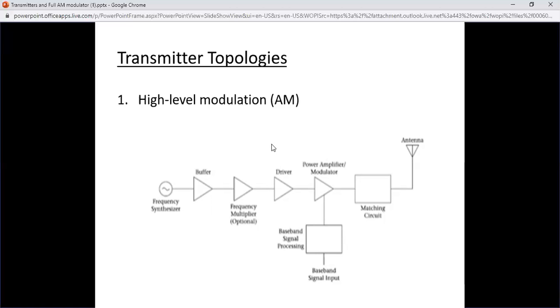As we can see here, there are three main blocks that I'm going to talk about, which are the buffer, the driver, and the matching circuit. These three have almost the same function. Starting off with the buffer, it has a gain of 1 and it isolates the oscillator from the remaining circuit and matches between the oscillator and the next block.